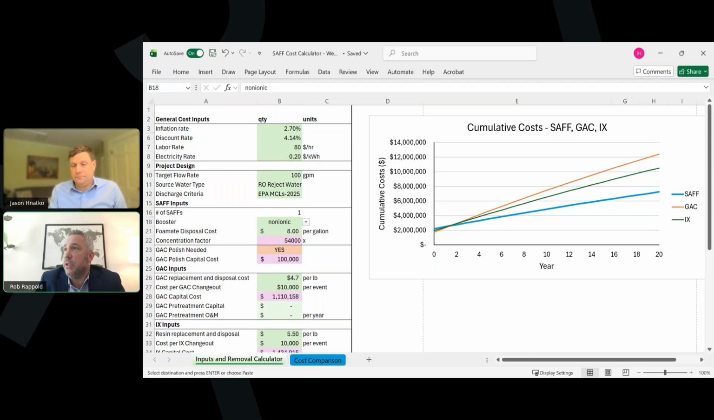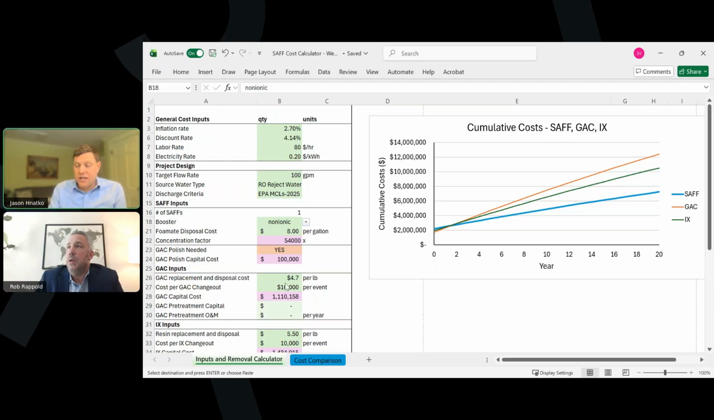Okay. Jason, here's a good question that came in. Can scenarios of SAFF plus IX polish instead of the SAFF plus GAC, as the tool puts in, be analyzed? In theory, yes. The way that it's set up right now, it's not set up to do it that way. You could do it with some minor changes. You might have to do a couple iterations, but right now it's just set up to do a carbon polish. There's no reason you couldn't do SAFF plus IX polish. It's just not currently configured that way because that's not how we've done it.